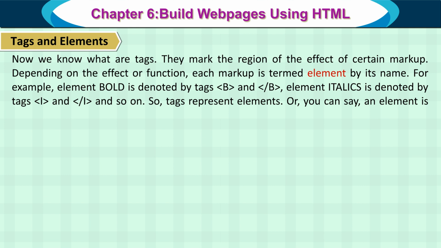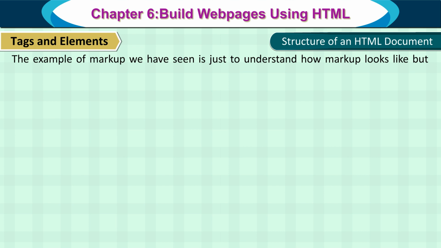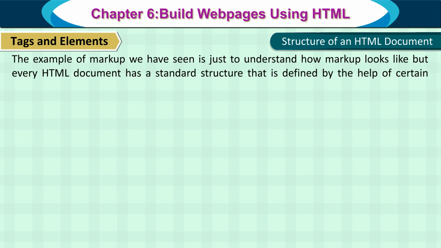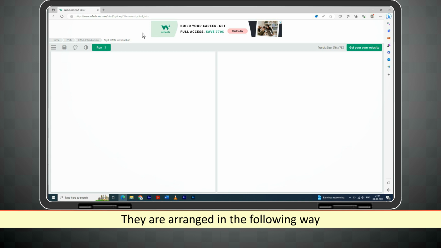So, tags represent elements, or you can say an element is denoted by a single tag or a set of tags. Structure of an HTML document. The example of markup we have seen is just to understand how markup looks, but every HTML document has a standard structure that is defined with the help of certain elements. These elements are <HTML></HTML>, <head></head>, <body></body>. They are arranged in the following way to define the structure of an HTML document.